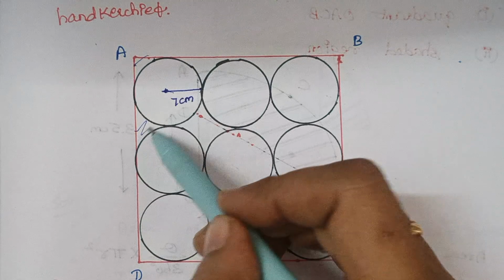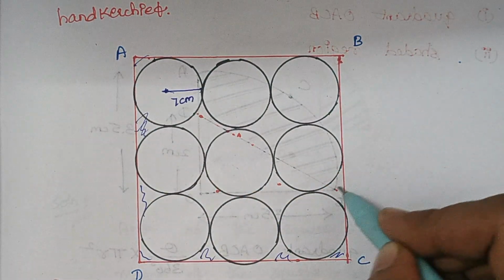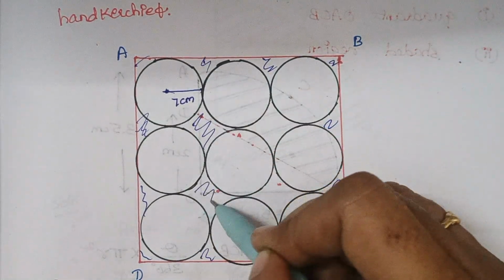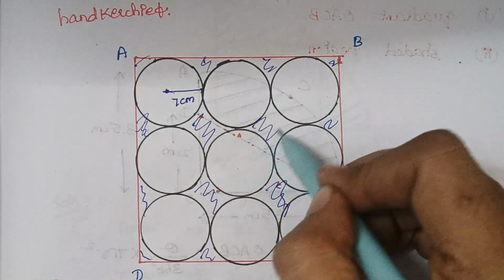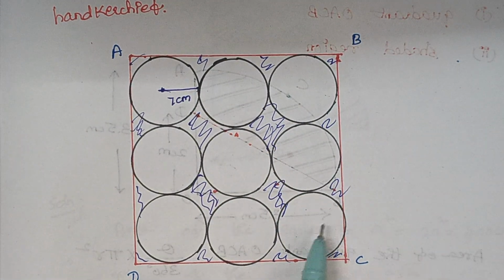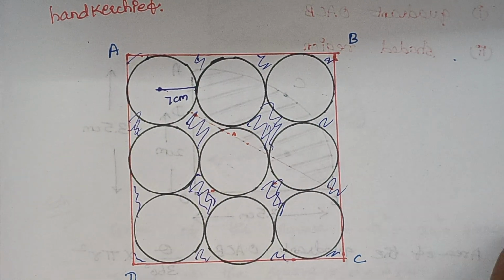You see this part, right? Then, all these areas, okay? You have to find the area of this, right? So here, how to calculate the area of the shaded portion or the remaining portion?